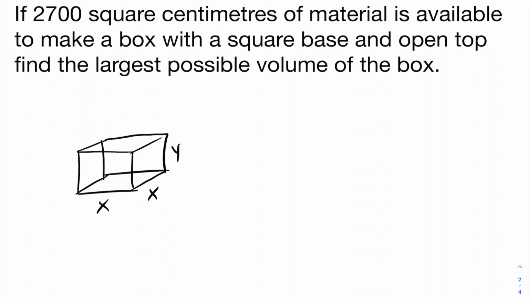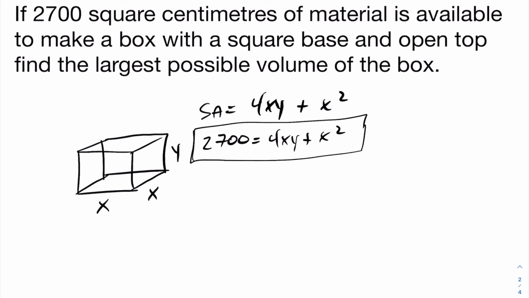And the bottom of this box is just going to be x times x. So the total surface area of this will be 4xy plus x squared. Now we know in the question this is equal to 2,700, so let's go ahead and equate that. Now we want to maximize the volume.